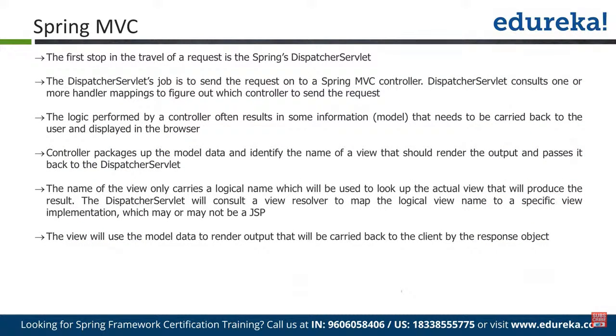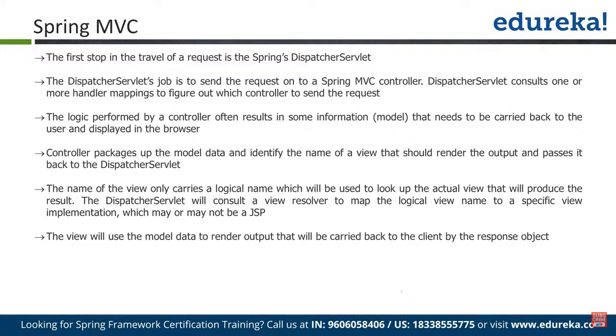In Spring MVC, the first stop in the travel of a request is Spring's dispatcher servlet, which is the central point of contact. The dispatcher servlet's job is to send the request to a Spring MVC controller. The dispatcher servlet consults one or more handler mappings to figure out which controller to send the request to. The logic performed by a controller often results in some information that needs to be carried back to the user and displayed in the browser. When the controller packages up the model and identifies the name of the view, that is what I was saying. It only identifies the name of the view and sends it back to the dispatcher servlet.